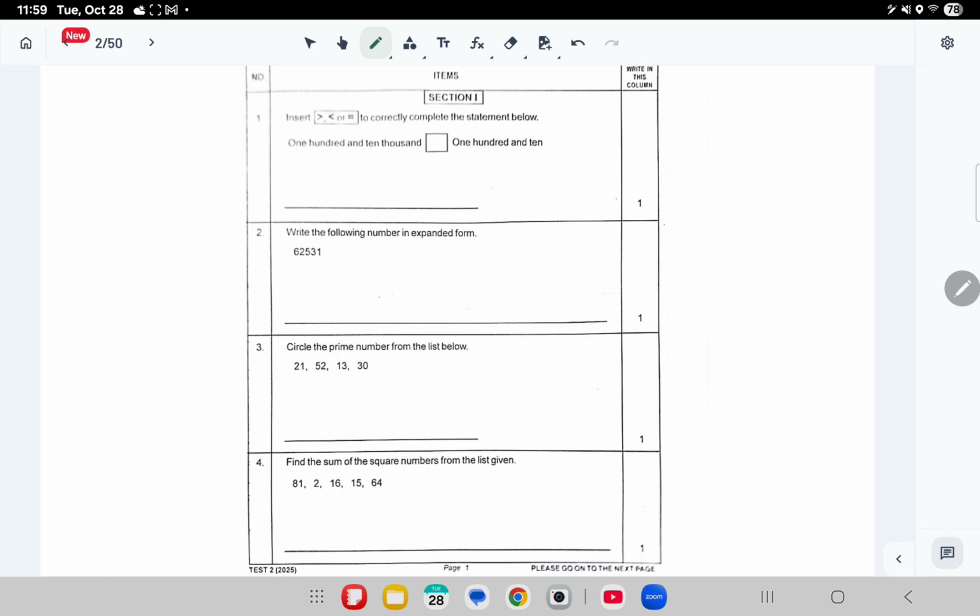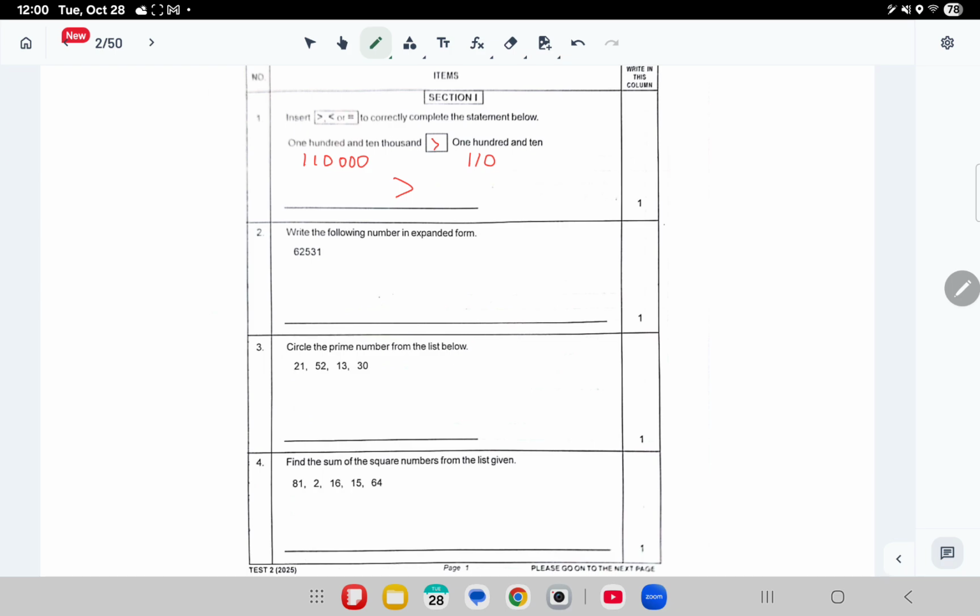First question, insert more than, less than, or equal to correctly complete the statement below. We have 110,000 and 110. So let's write them in figures. 110,000, and this one here is 110. So we realize that 110,000 is more than 110.